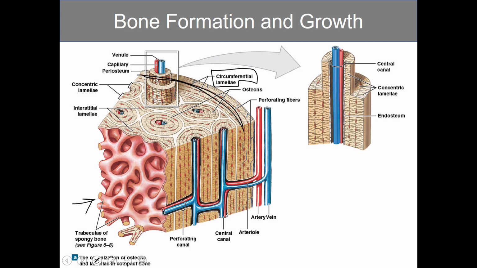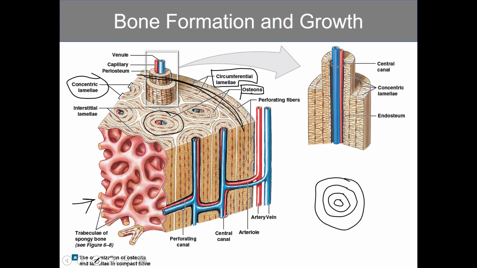Other types of lamellae, we have the osteons, which are composed of concentric lamellae, right? Those, if you remember, your central canal is surrounded by these concentric lamellae, and we can see those represented here.